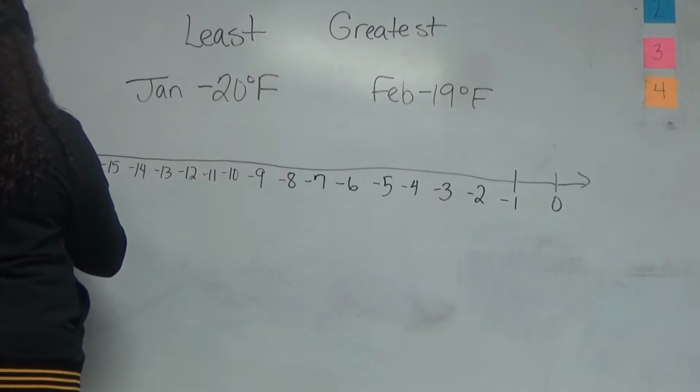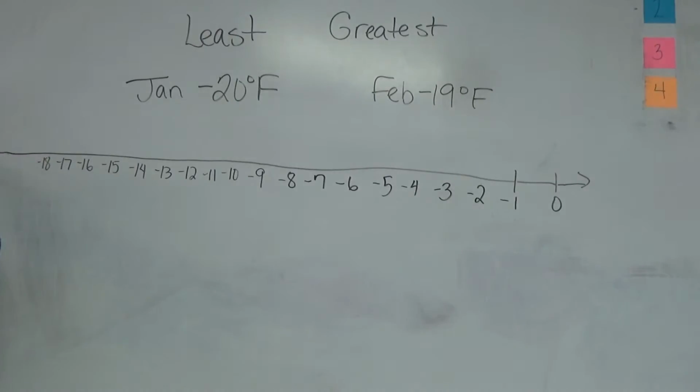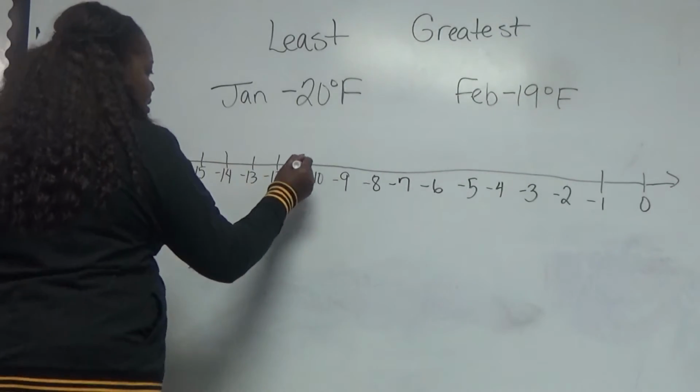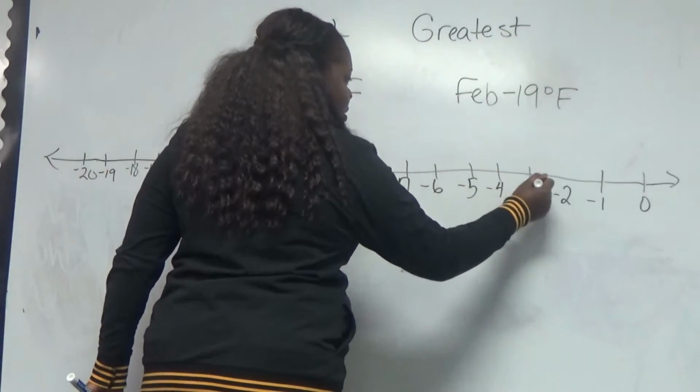Negative 16, negative 17, negative 18. How far do I have to go? Negative 19, negative 20. Then make sure you put your little tick marks here because we're dealing with the number line.